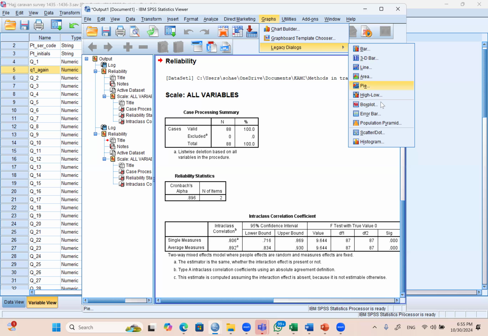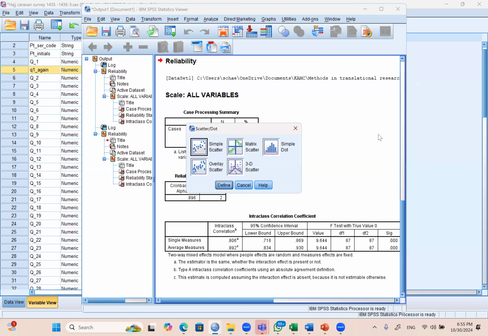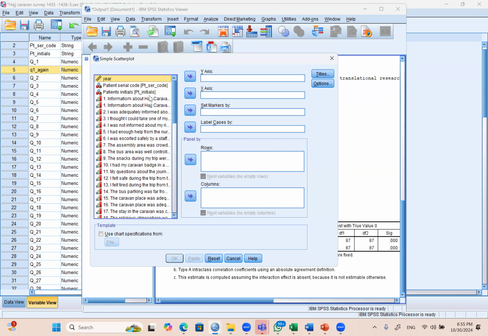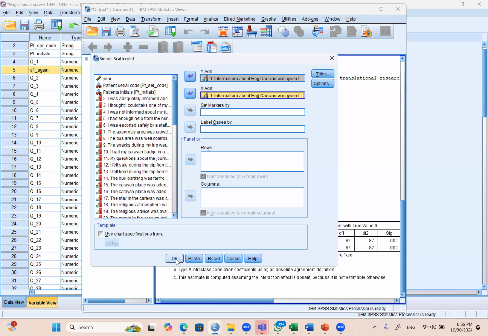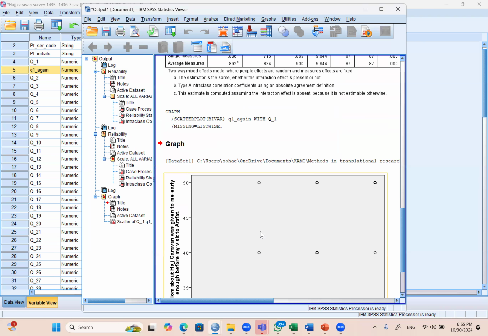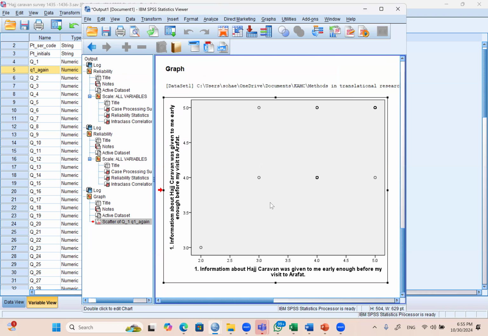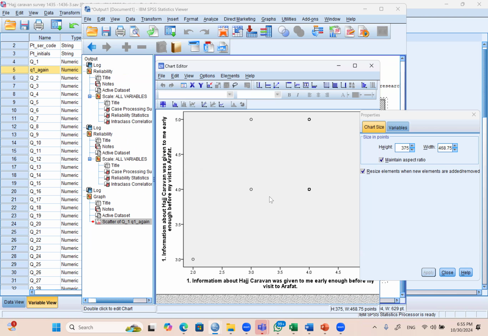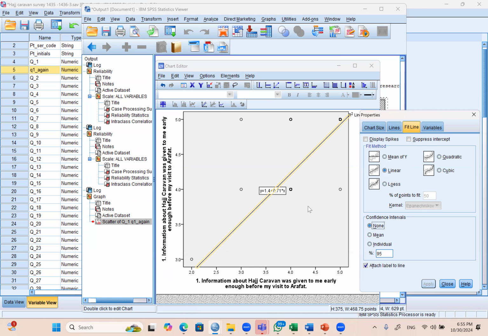If I am going to construct a scatter plot now, I'm going to say graphs, scatter dot. Here, let me take these two, one on the y-axis and one on the x-axis. Because the Likert scale is not very variable, but if I'm going to find the fit line, see how nice the fit line is? It's very nice.